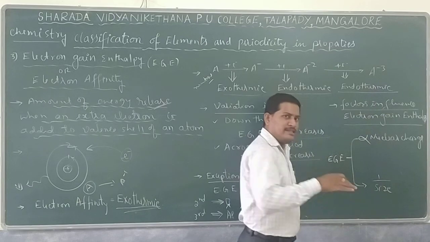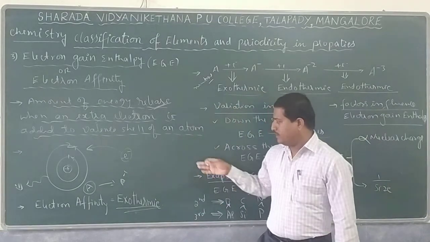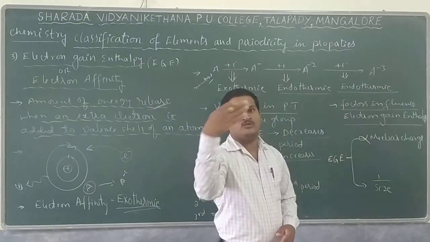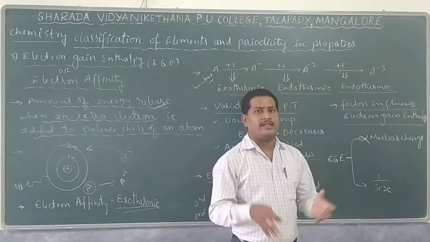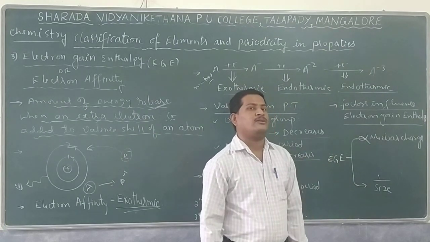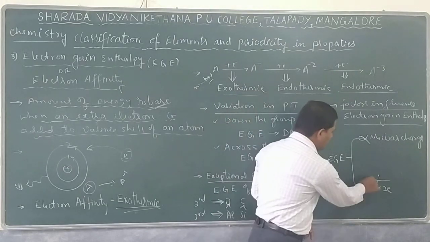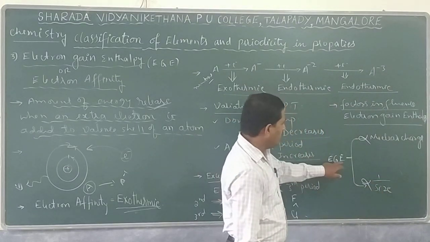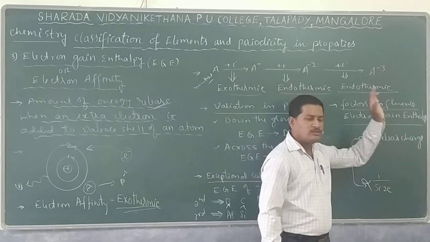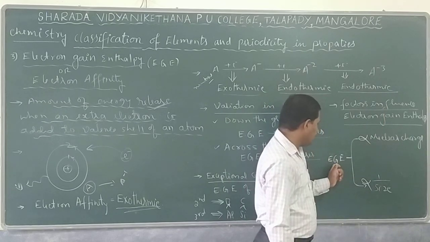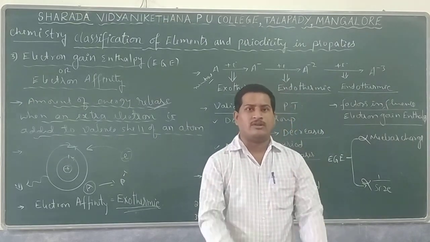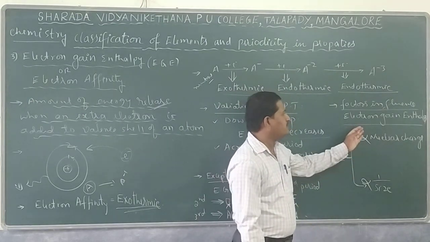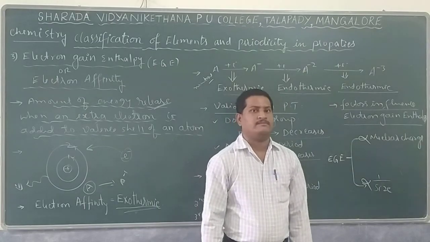But if the size is more, and we already find that down the group size increases, the force of attraction with the incoming electron is less, as a result electron gain enthalpy is less. It is inversely proportional. So electron gain enthalpy is directly proportional to nuclear charge, whereas it is inversely proportional to size. So these are the two important factors that influence the electron gain enthalpy.